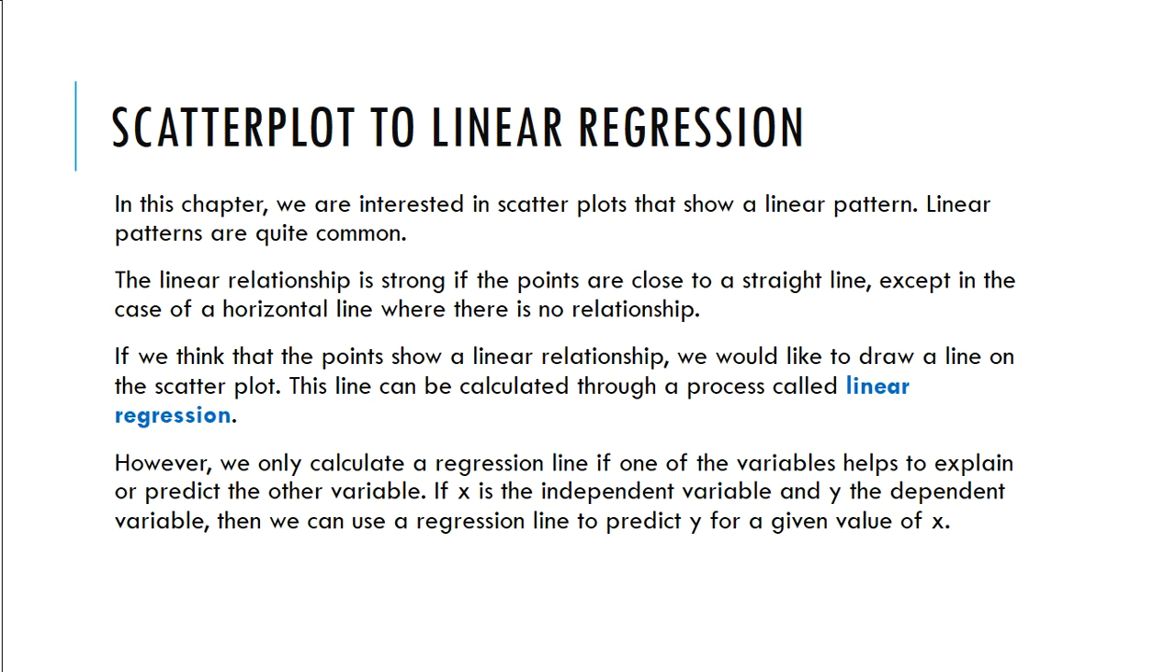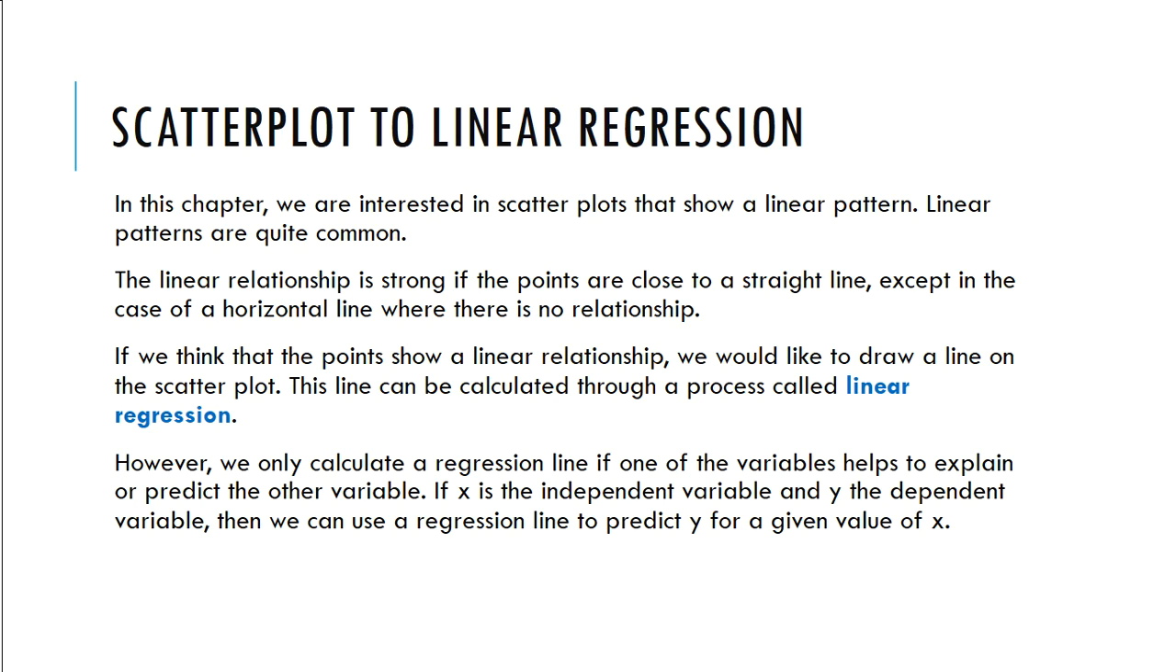In this chapter, we're interested in scatter plots that show a linear pattern. And linear patterns are quite common. The linear relationship is strong if the points are close to a straight line, except, remember, in the case of a horizontal line, because there's no relationship, because there's really no slope. If we think that the points show a linear relationship, we like to draw a line on the scatter plot. The line can be calculated through a process called linear regression.